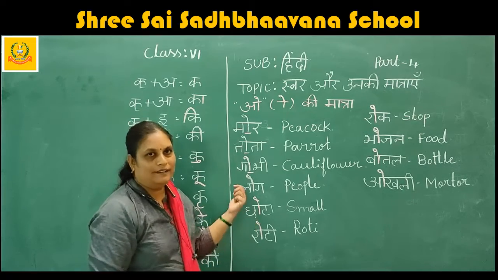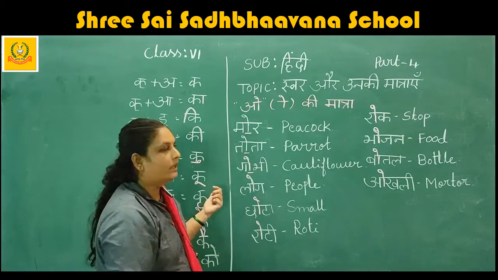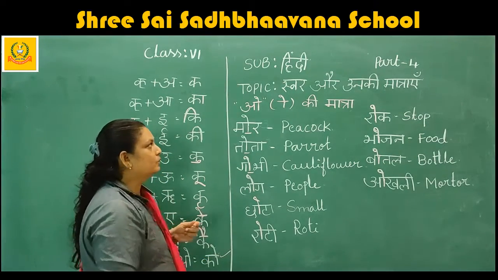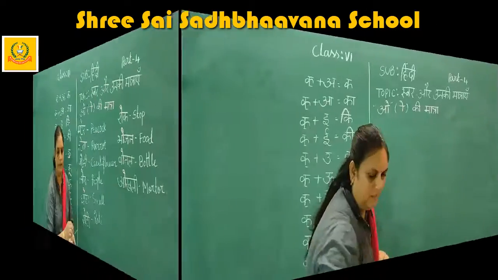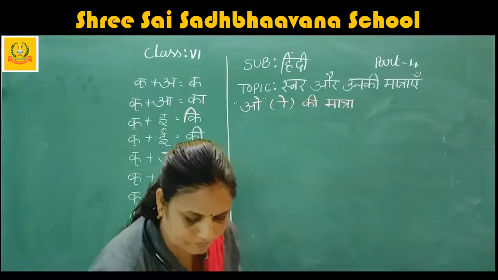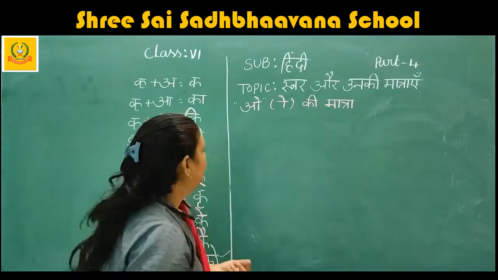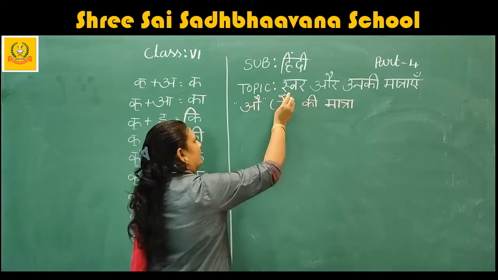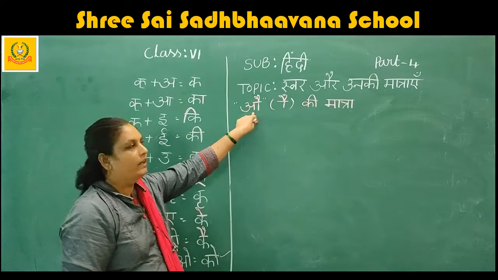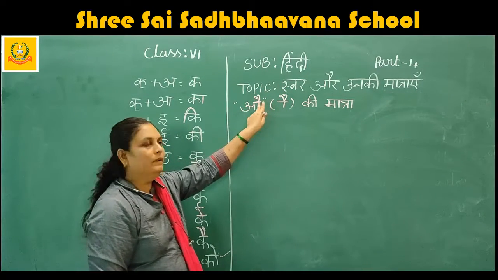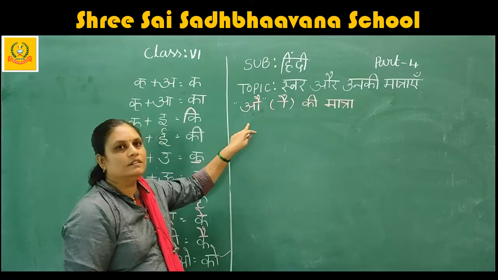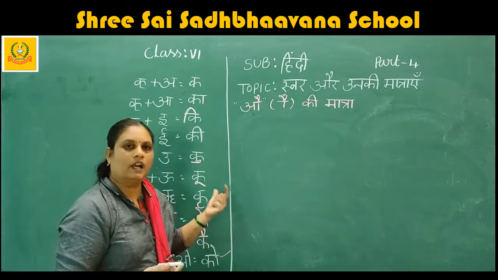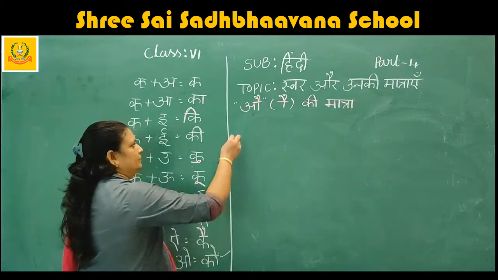Then we will move to the next matra. How many matras have we completed? Up to Oki matra we completed. Next, we will move to the Auki matra. Okay, children, see here. This is the Auki matra. In this only, a double line will come. O means single line, Au means double line. How to write Auki matra? Same thing. Ka plus Au, Kau.